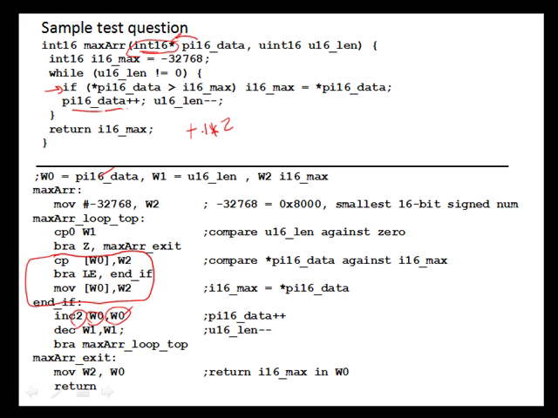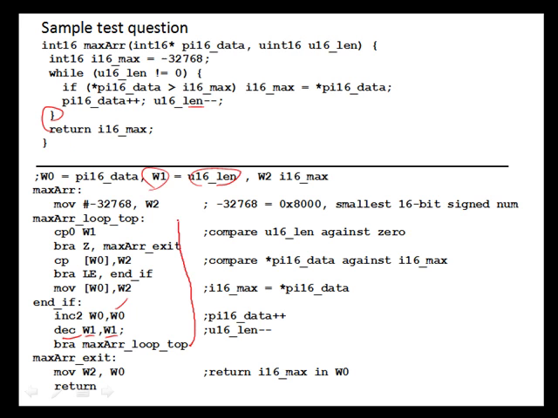So it's actually adding 1 times 2, which is adding 2 to this pointer value. That's why we need to increment W0 by 2 and then write the result to W2. We now need to decrement length. Length is stored in W1, so we're going to decrement W1 and write the result back to W1. We're now at the end of our loop, so we're going to branch back up to the top of our loop.